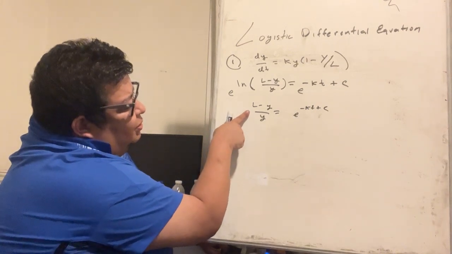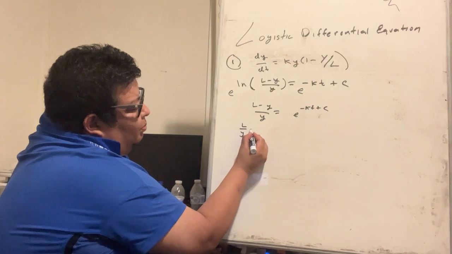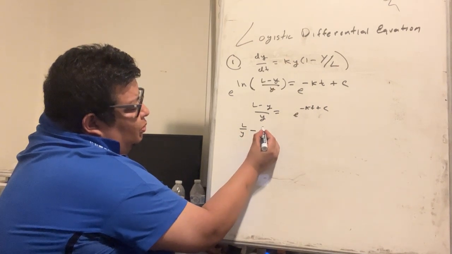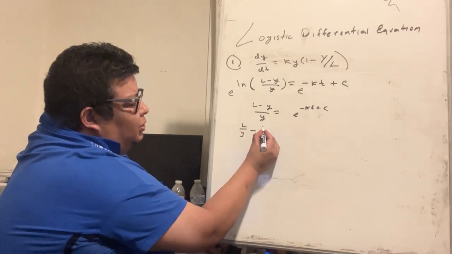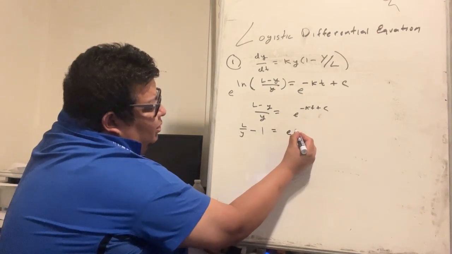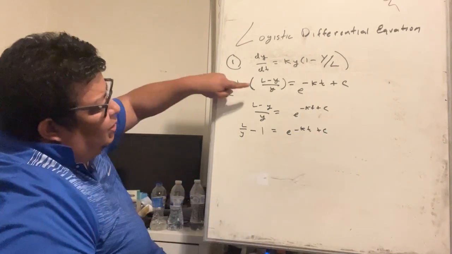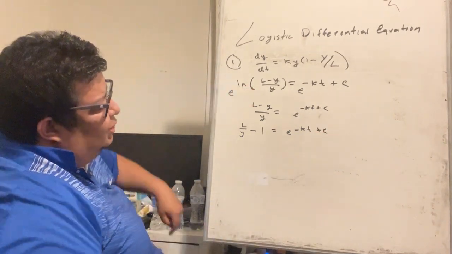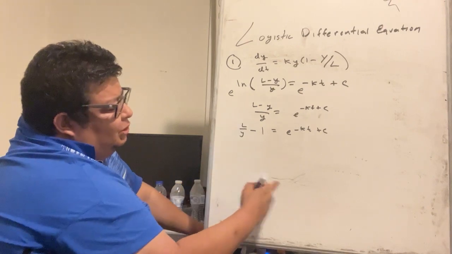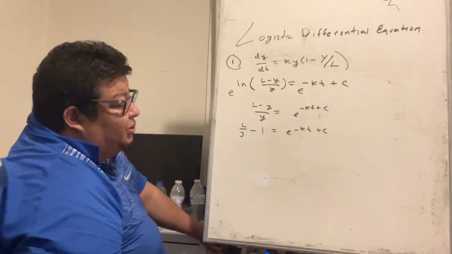See, this is easier because I can do it like this: L over y minus y over y, which is just 1, equal to e to the minus kt. So basically I wanted to get rid of one of the y's, and the way I did it is by redoing the process and changing the sign of the equation.